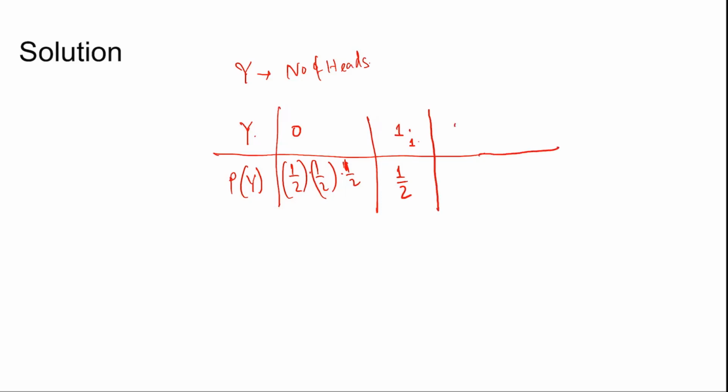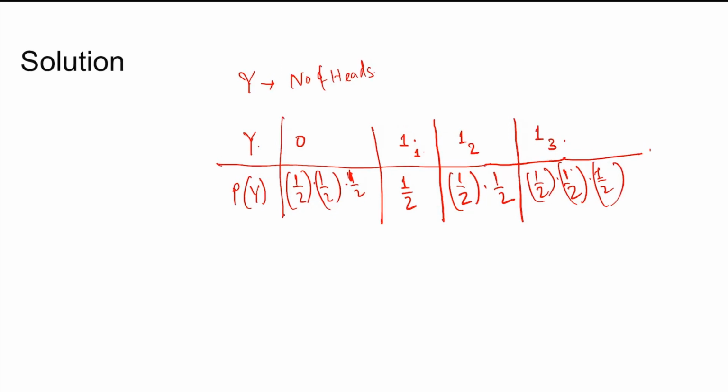In the second toss he achieved a head, so 1 head, but in second toss, so first toss was tail and then a head. 1 head in third toss, that is, first 2 were tail and then he achieved a head. So this is the probability.